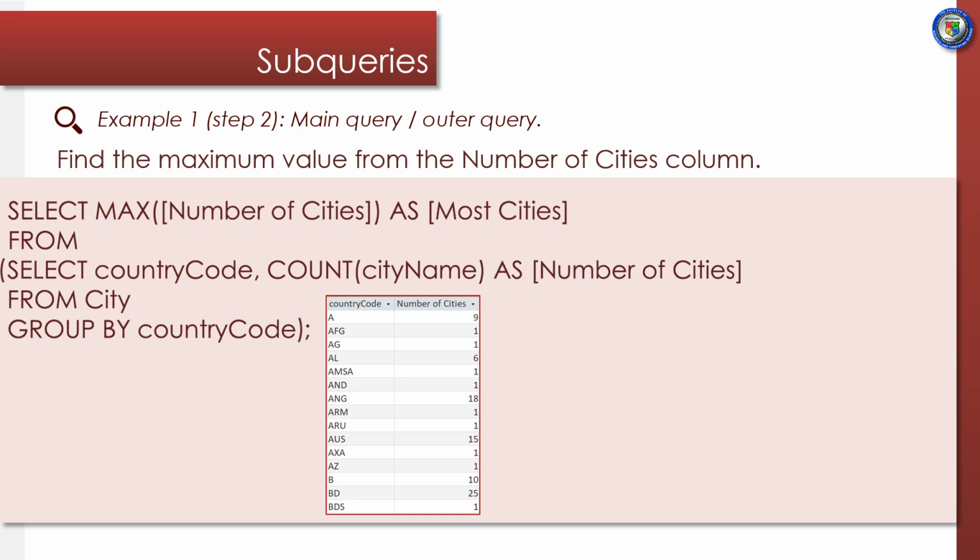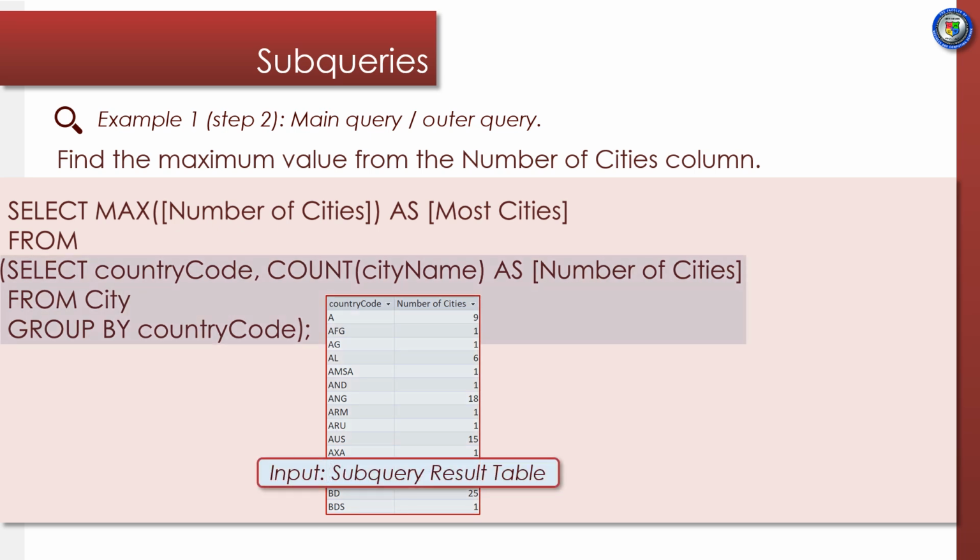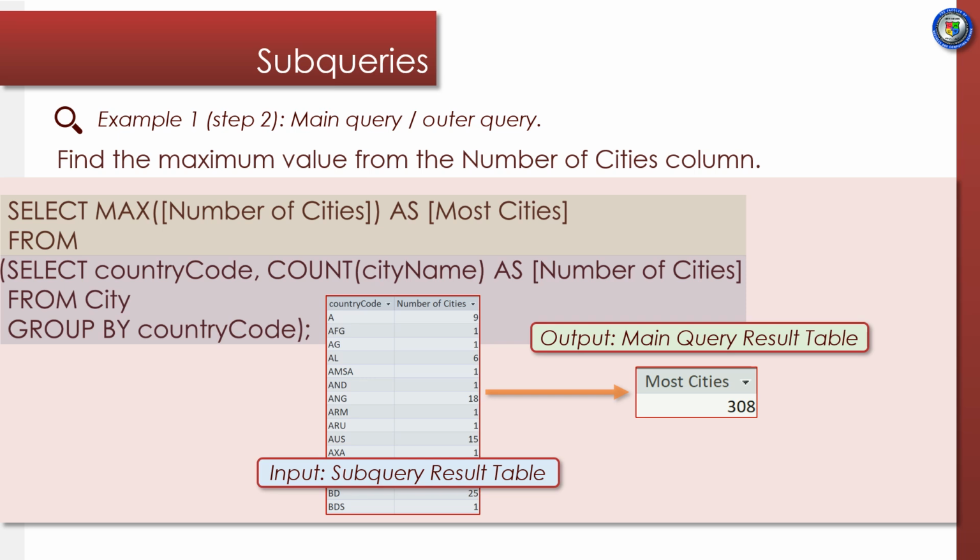In this step, we are going to find the maximum value from the number of cities column. We do this with our main query or our outer query, which is select max number of cities as most cities, and we're going to select that from our subquery. The output from our main query results is 308.